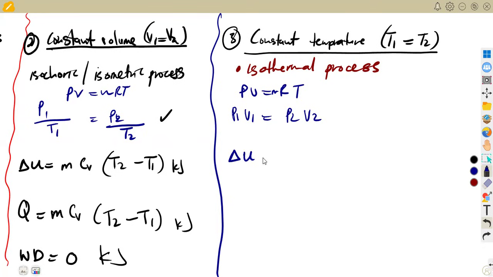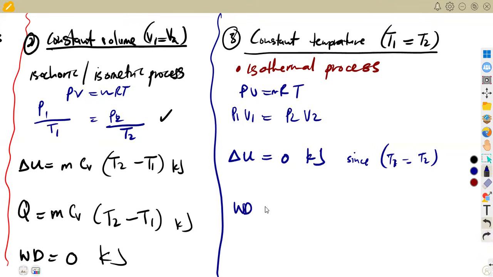Talking about the change in internal energy, remember it was supposed to be mCv (T2 minus T1), but the temperatures are the same. So the moment you subtract T2 minus T1, I get a 0 there. And if I multiply 0 by anything, I'm going to get a 0. So the change in internal energy is equal to 0 since T1 is equal to T2. We use this formula, and that's going to give us a 0. So that's for the change in internal energy.